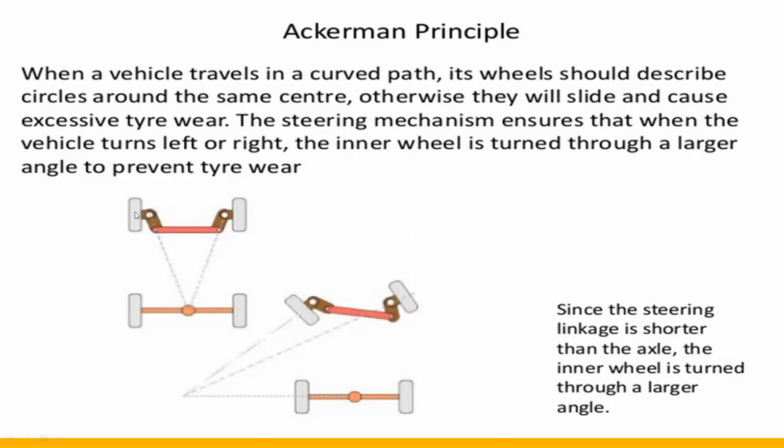The front wheels are turning at a larger angle compared to the rear wheels. Suppose, for example, the wheels are turning at 30 degrees, then 50 or 60 degrees of angle should be maintained. Compared to the rear wheels, the front wheels' angle is high.